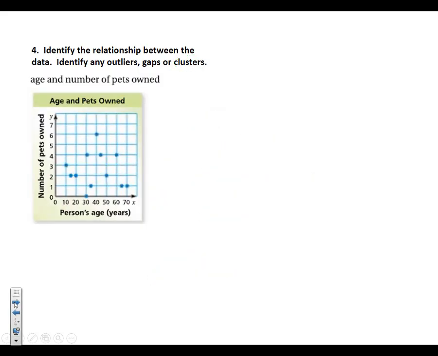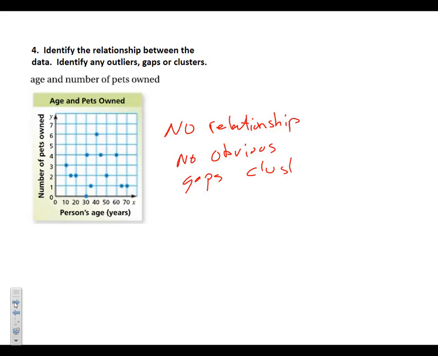And our last one, the age and pets owned. So a person's age and the number of pets that they own. And as I look at this one, wow, there are dots everywhere. So this is going to give me no relationship. And of course, there are no obvious gaps, clusters, or outliers. Yes. All right. So that's that, ladies and gentlemen.